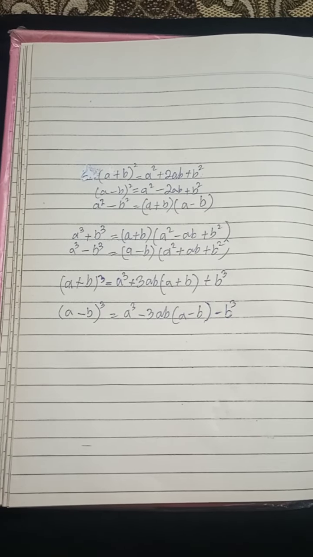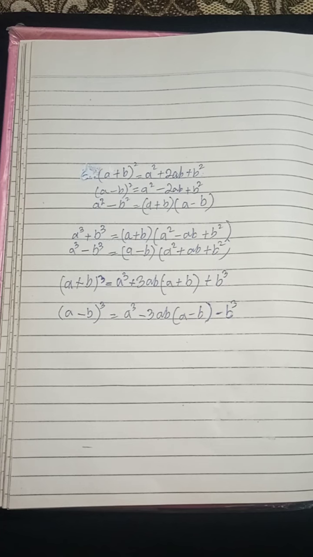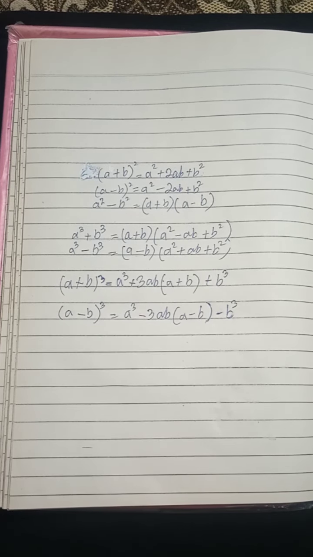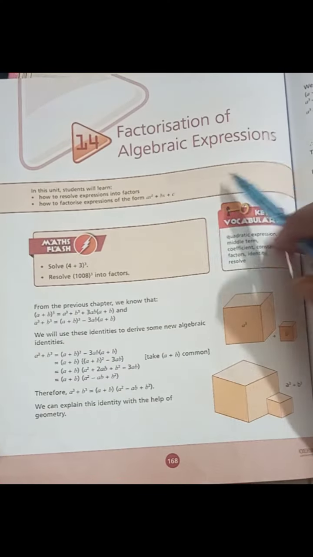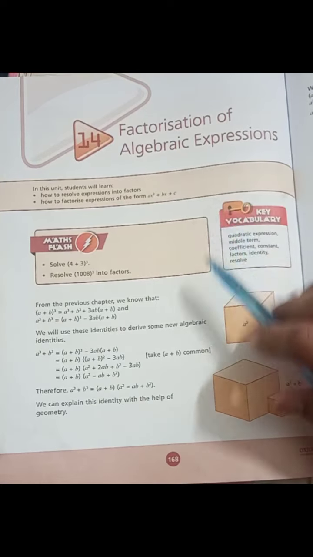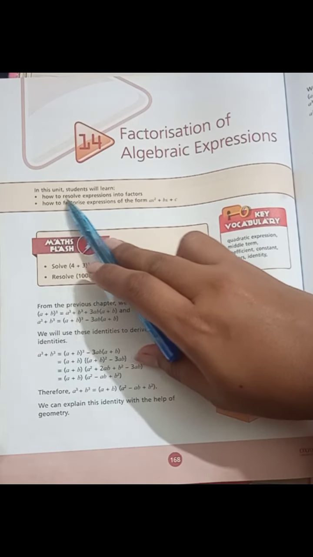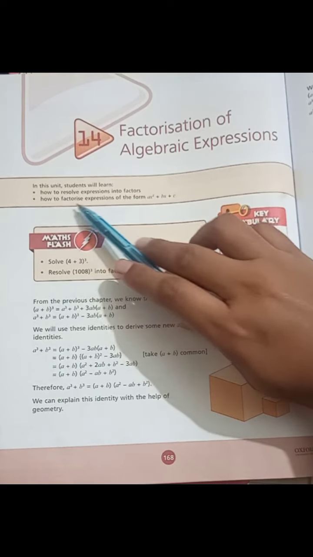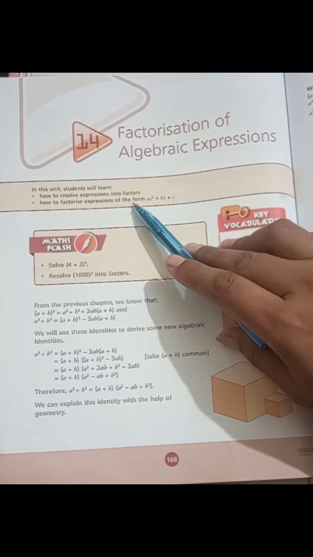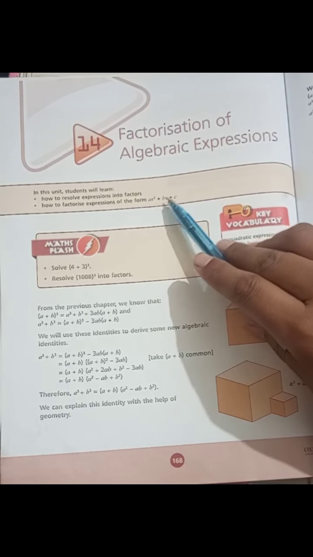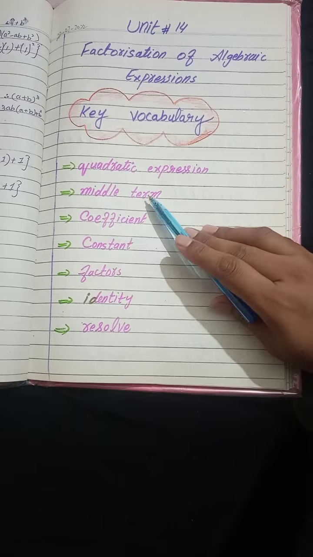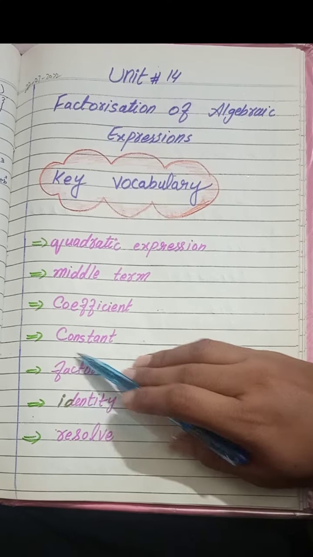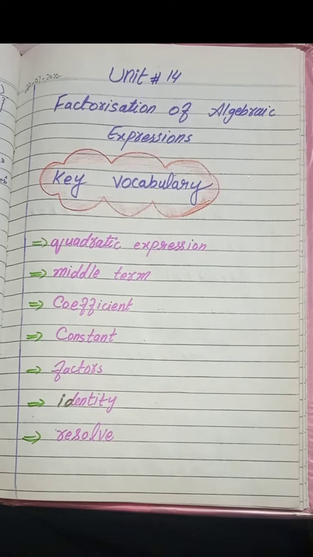Now we start the next unit number 14, and in this unit we use these identities and factorize the algebraic expression. So our next chapter is factorization of algebraic expression, and in this chapter we learn how to resolve expression into factors, how to factorize expression of the form ax square plus bx plus c. Key vocabulary used in this chapter: quadratic expression, middle term, coefficient, constant, factors, identity, resolve.